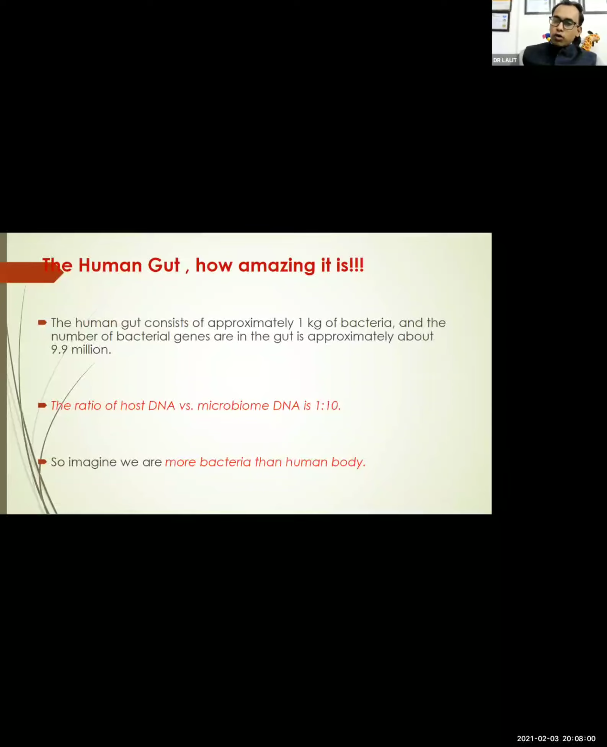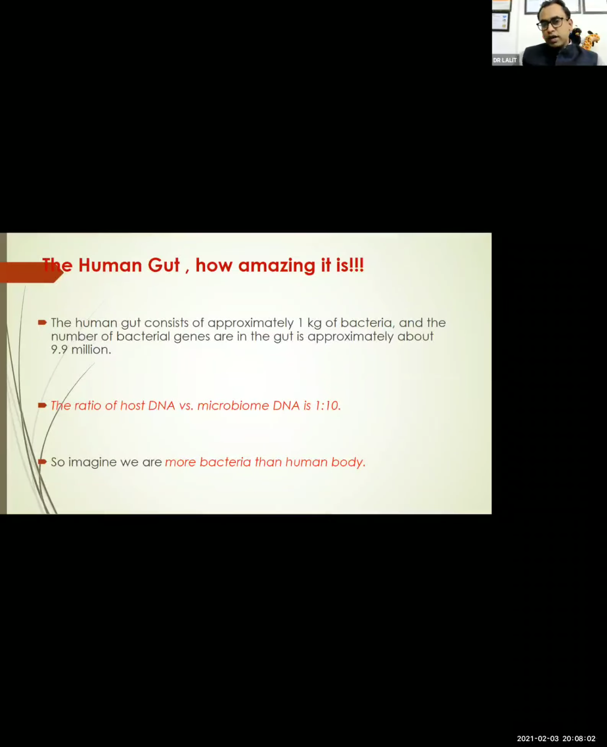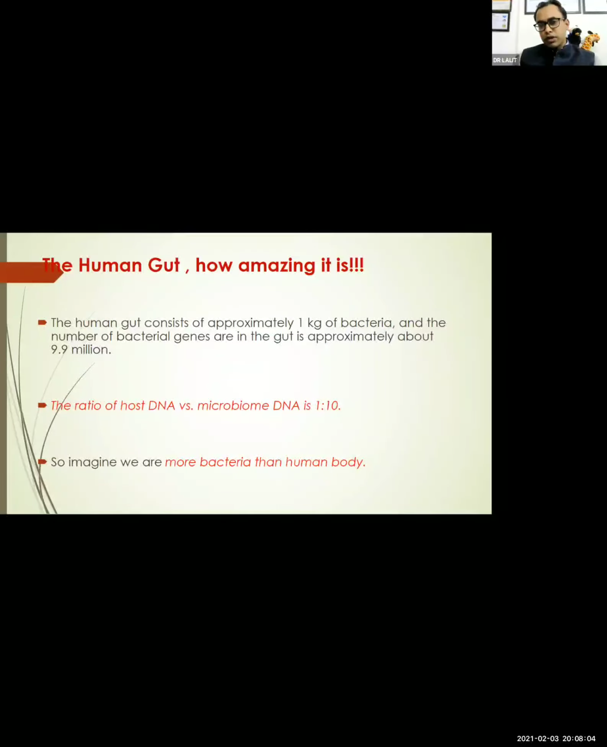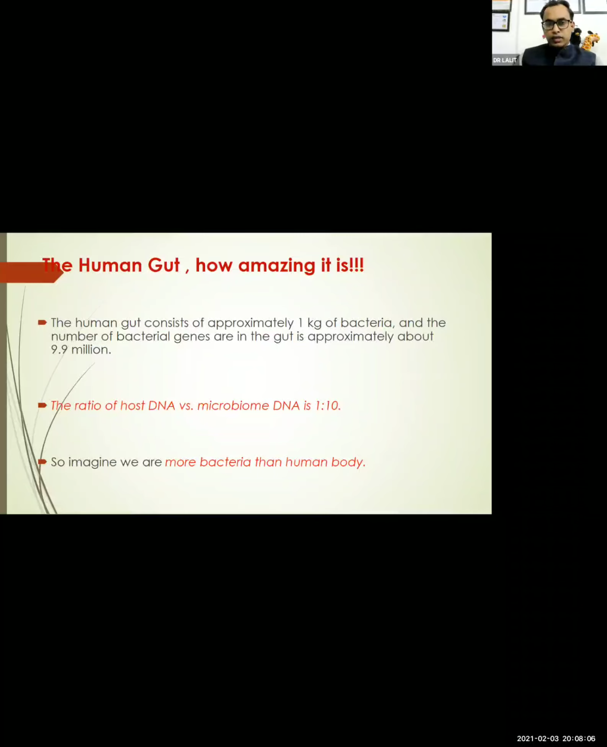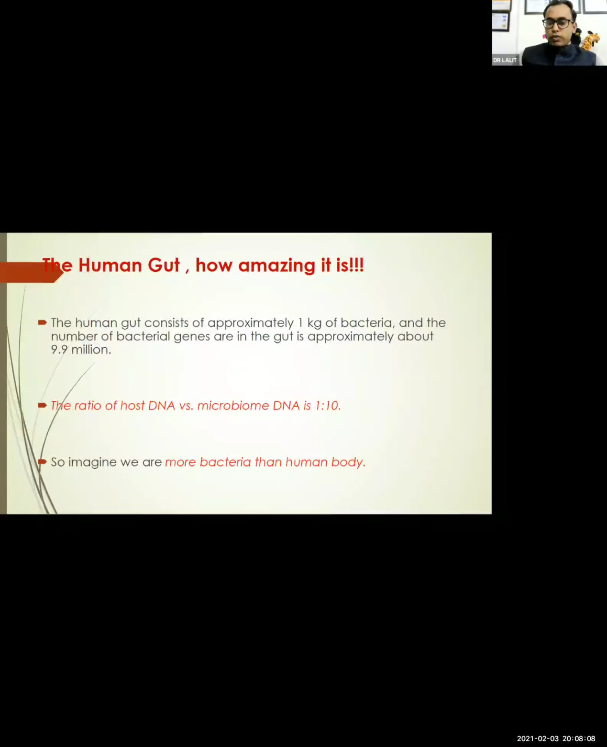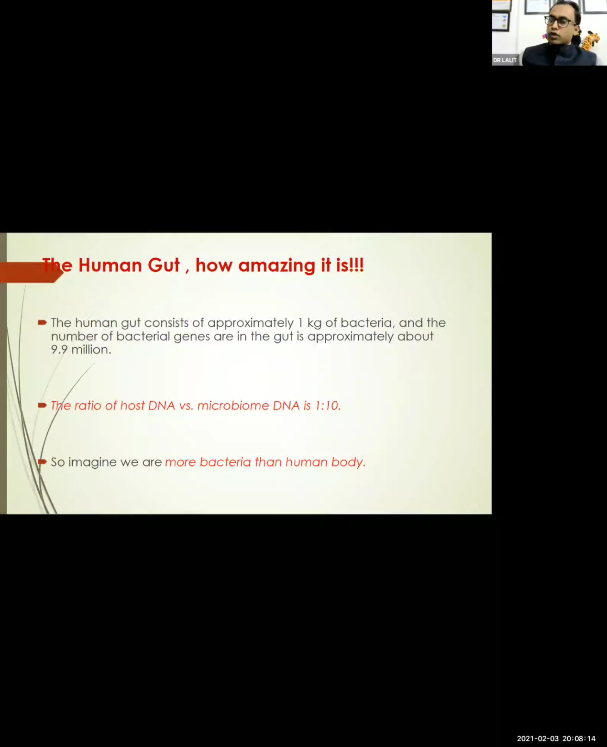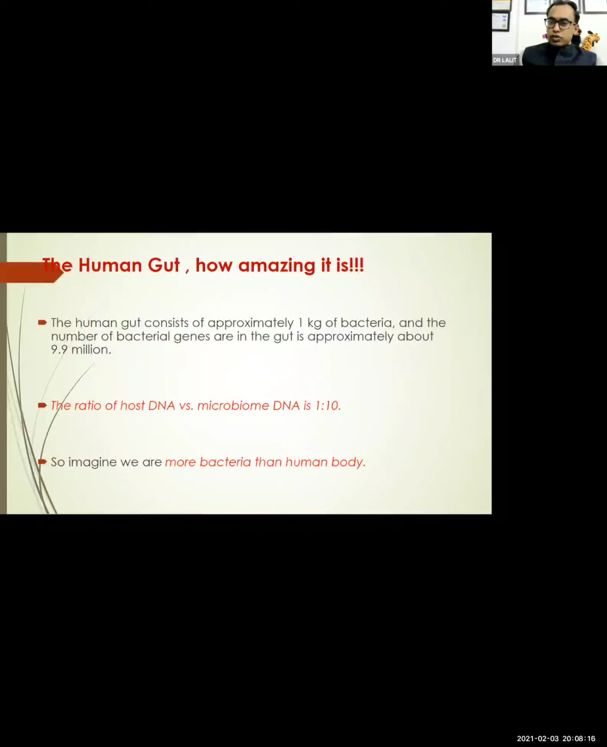So, what do we know about the human gut? Before going to gut dysbiosis, let's discuss something about the human gut and how amazing it is. The human gut comprises around 1 kg of bacteria, which accounts for approximately 9.9 million. So, you can imagine the amount of bacteria in the human gut.